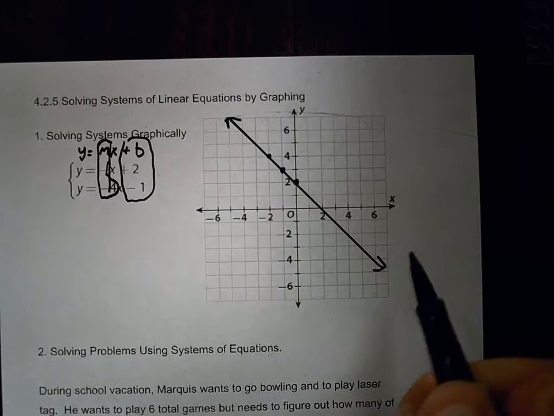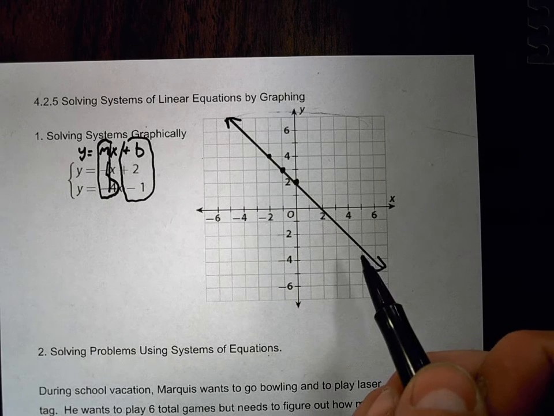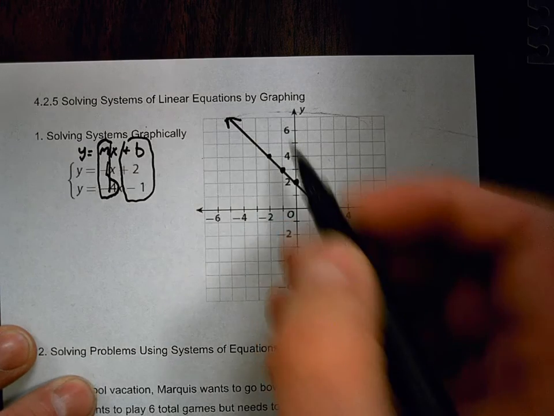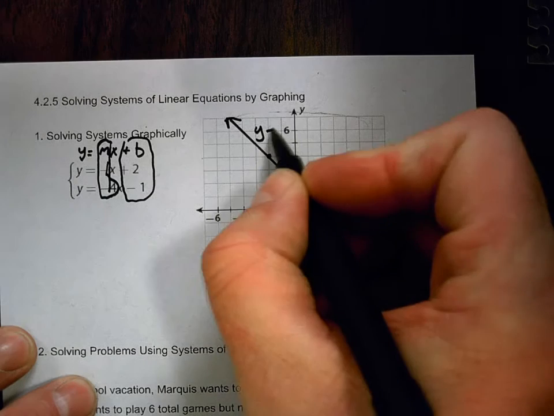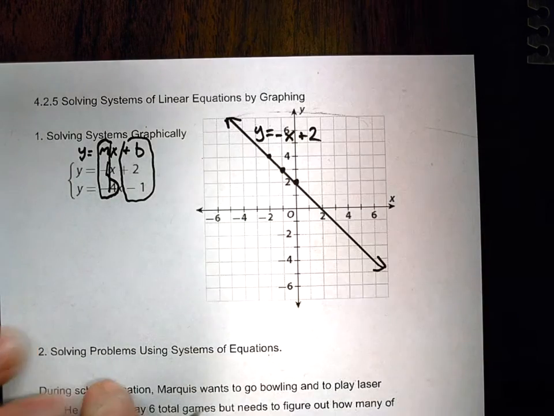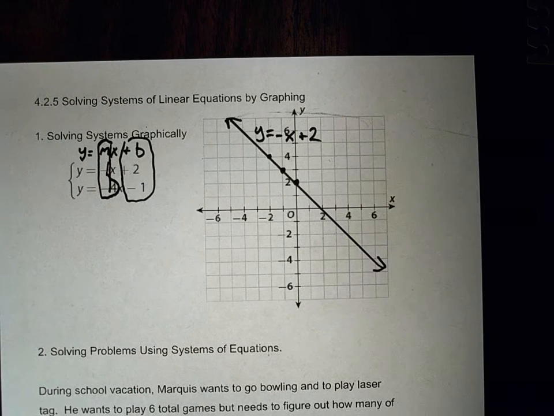So, I got one line done. I'm actually going to label that line just so I know what's going on. And that line was y equals negative x plus 2, right? I'm going to label that line. The only reason I'm doing that is so later on I don't get confused. When you do these equations and you have multiple lines, it helps if you know what they are.